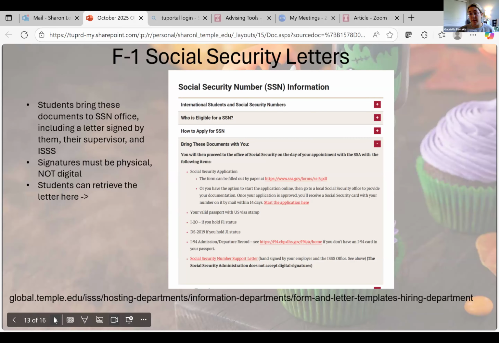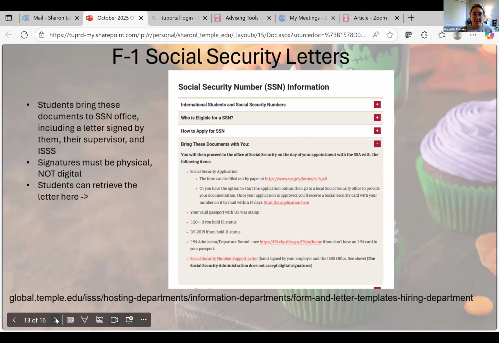The signatures all need to be physical. Otherwise, the Social Security office might deny their application. It's just information about what it is. We were getting some questions at the beginning of the semester from people who hadn't seen them before. So they're real and legitimate. But that's it. Just so you know, I added them to the hosting department section, so you can go right to that website and download the form.